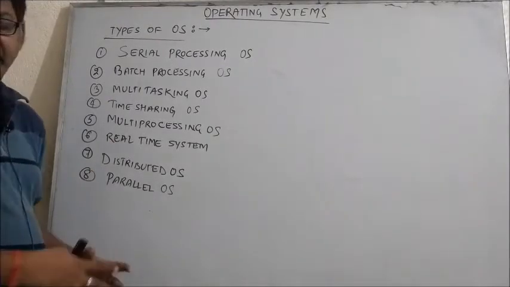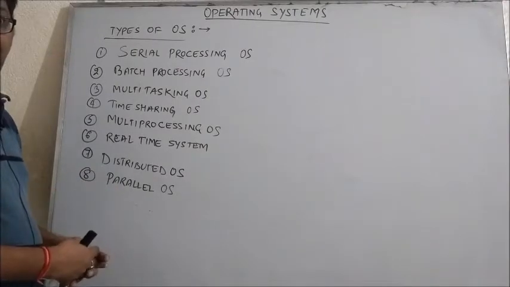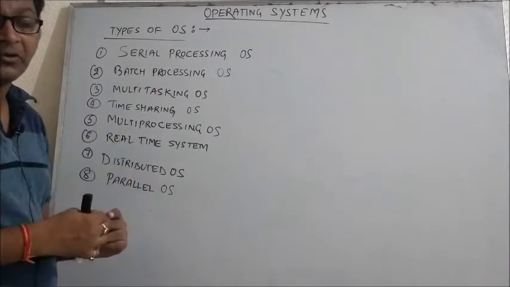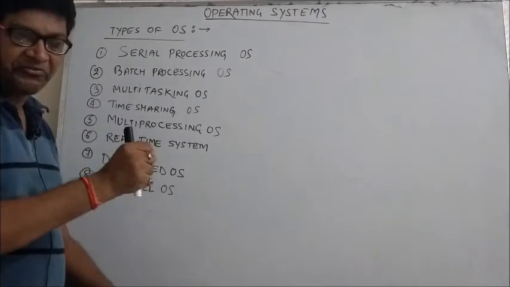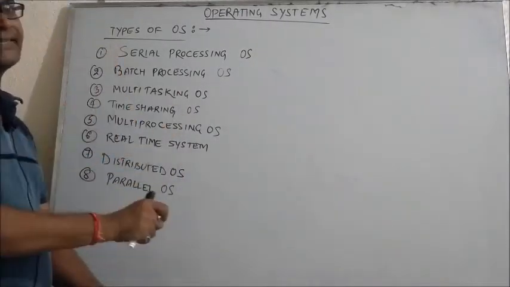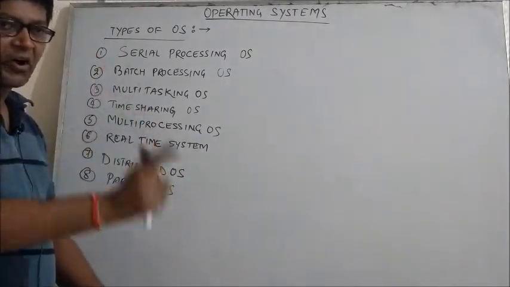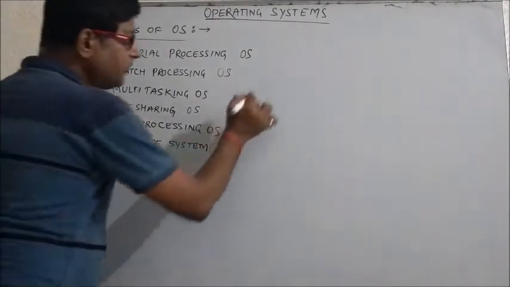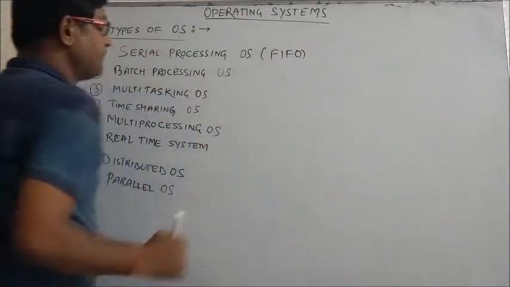As the name indicates, serial processing operating system means, suppose I am having more than one job. If multiple jobs are there which are to be executed by CPU, then in serial processing the CPU will take the first job, it will complete the first job, then only it will take the second job. Without completion of the first job, it will not take the second job for execution. So for that reason also, it is known as FIFO, first in, first out, right?